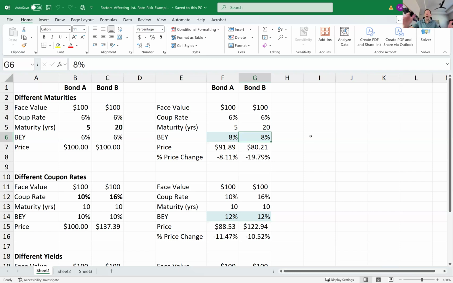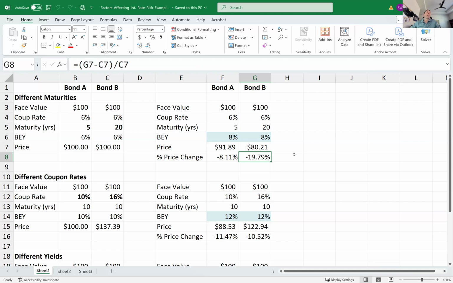Well, we know if interest rates go up, the price of a bond goes down. So for bond A, the price goes down from $100 to $91.89. That is a drop of 8.11%. Bond B, the price went down from $100 to $80.21, a drop of 19.79%, more than double the amount. So clearly, bond B went down by more than bond A did when interest rates went up.